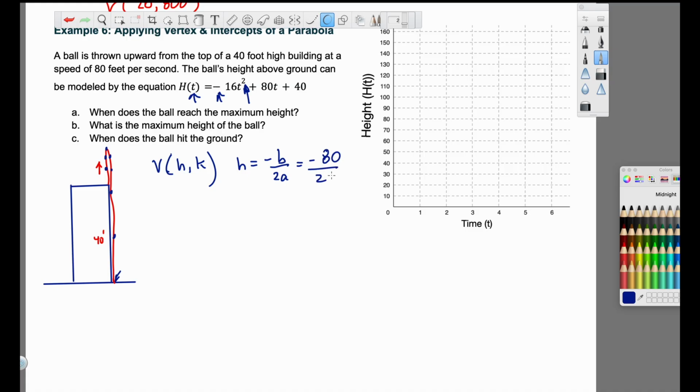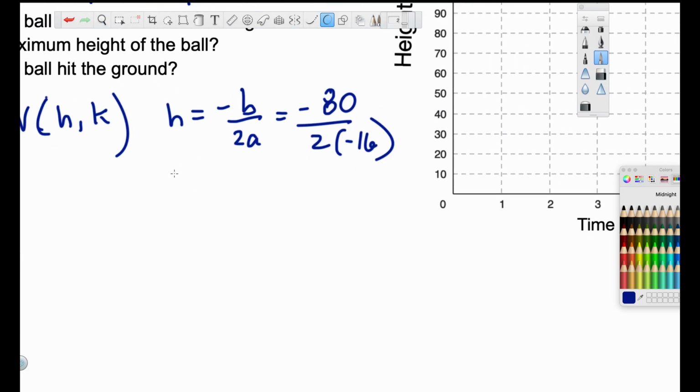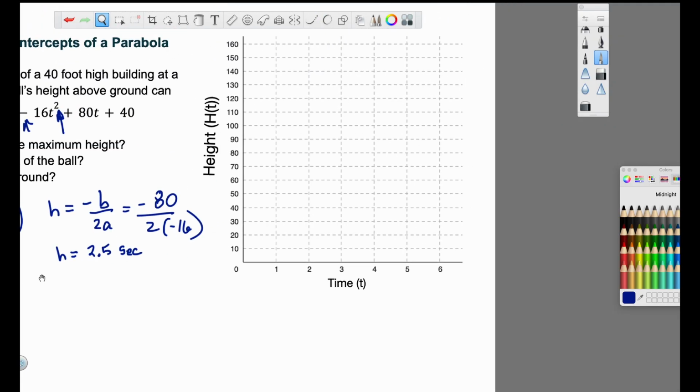2a is negative 16. Okay, we're negative divided by negative. This is going to give us a positive number. And let's see, 80 divided by 32 is 2.5. All right, so that's going to be seconds. So in 2.5 seconds, the ball is going to be at the highest point.